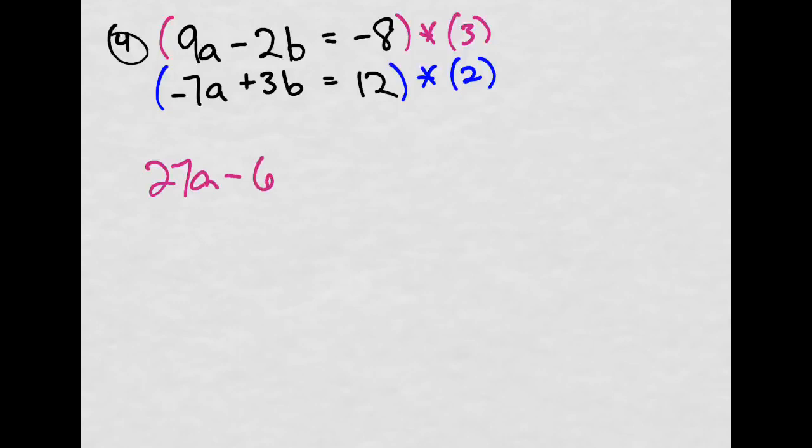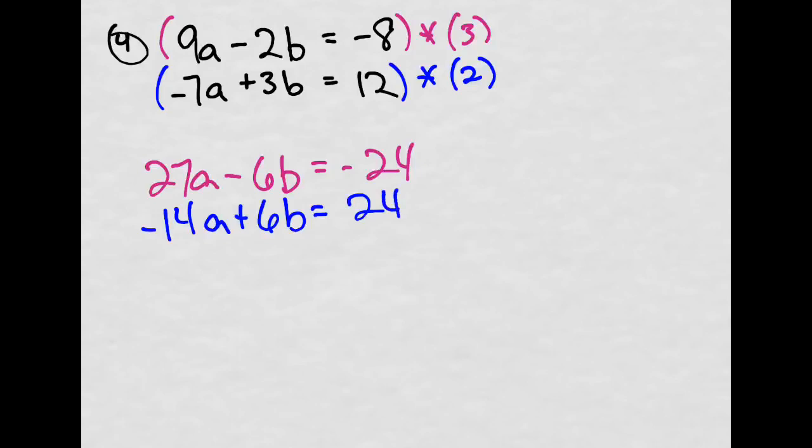27a minus 6b equals -24, and -14a plus 6b equals +24. And there we go. That was the thing that we were hoping would happen, is that we would get a plus and minus. And again, you don't have to get plus and minus. I prefer plus and minus because I've been doing these things for 35 years now. So this is how I would like to do them, by adding. If you would rather subtract, then make them both the same sign. That works. All right, so let's add these two equations together now.